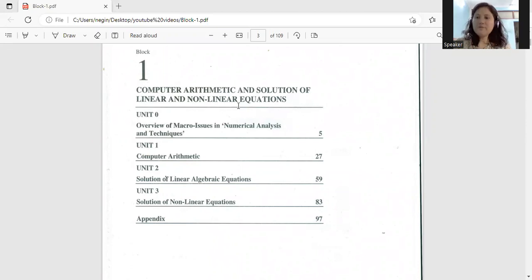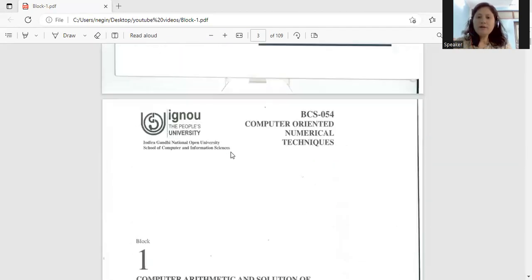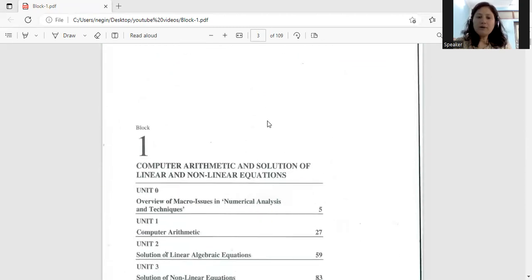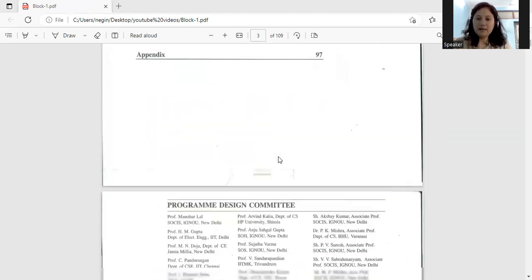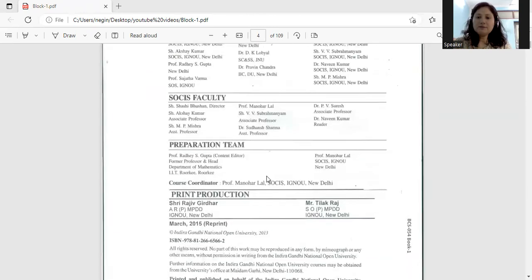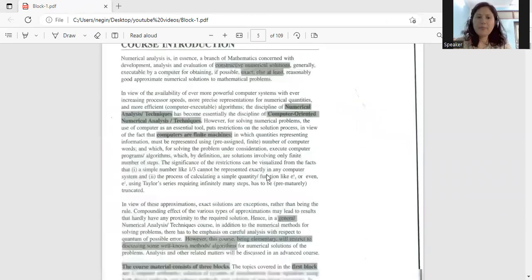Now this is the PDF which I have downloaded from the IGNOU site, and that is Block 1. BCS-054 is the code of the subject, Computer Oriented Numerical Technique, and that is the subject name. Block number 1, Unit number 0, is the overview of main issues in numerical analysis and technique. So let's start with this topic.